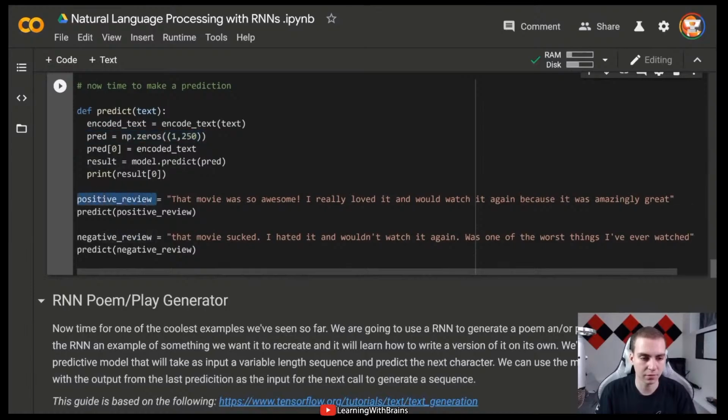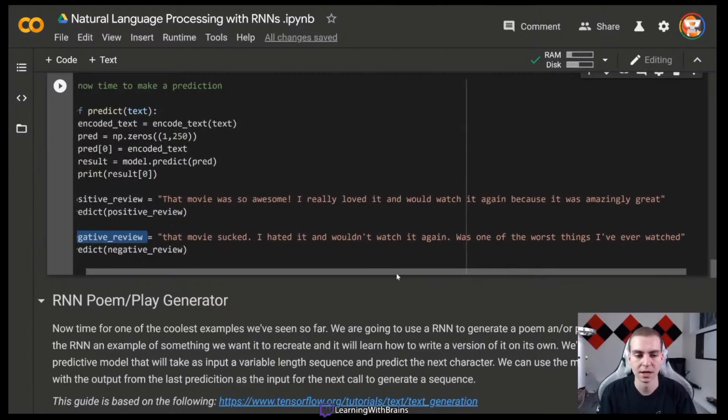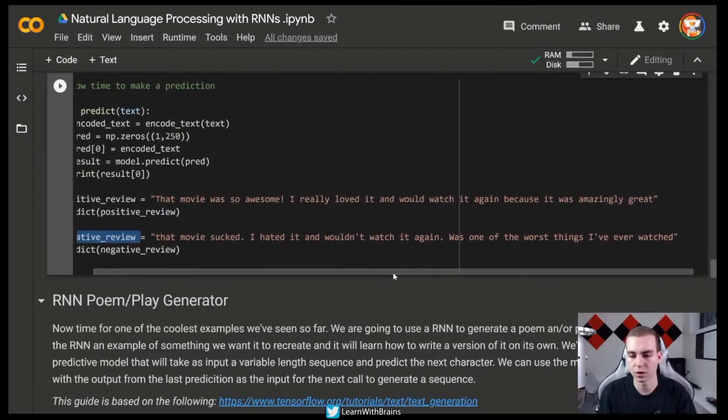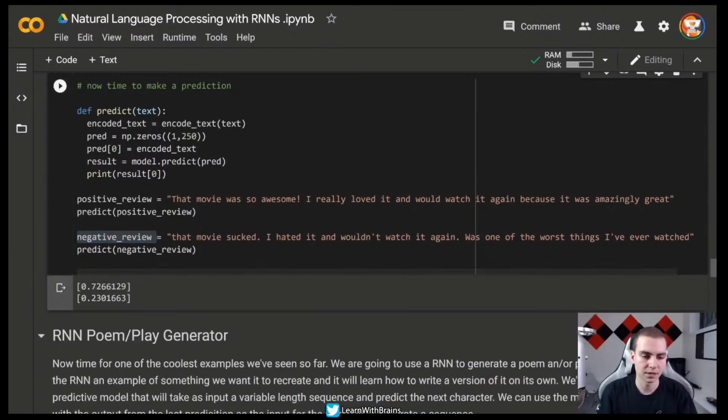Now we have a positive review I've written and a negative review, and we're just going to compare the analysis on both of them. So, that movie was so awesome, I really loved it and would watch it again because it was amazingly great. And then, that movie sucked, I hated it and wouldn't watch it again. It was one of the worst things I've ever watched. So let's look at this now. We can see the first one gets predicted at 72% positive, whereas the other one is 23% positive. So essentially, the lower the number, the more negative we're predicting it is. The higher the number, the more positive we're predicting it is.